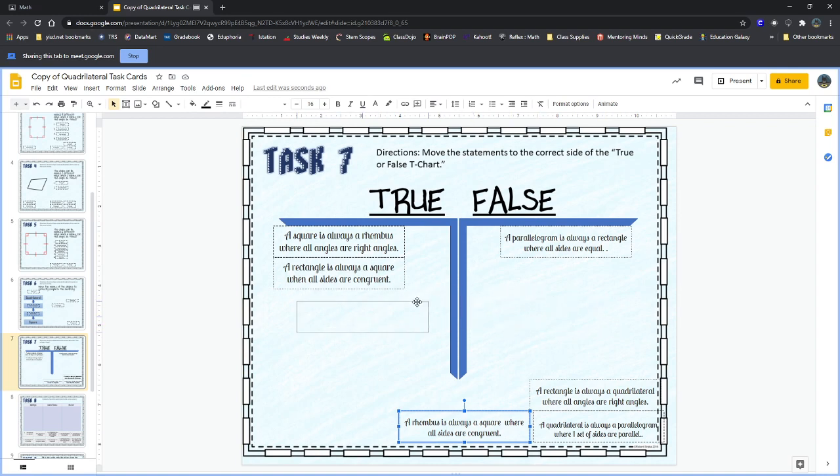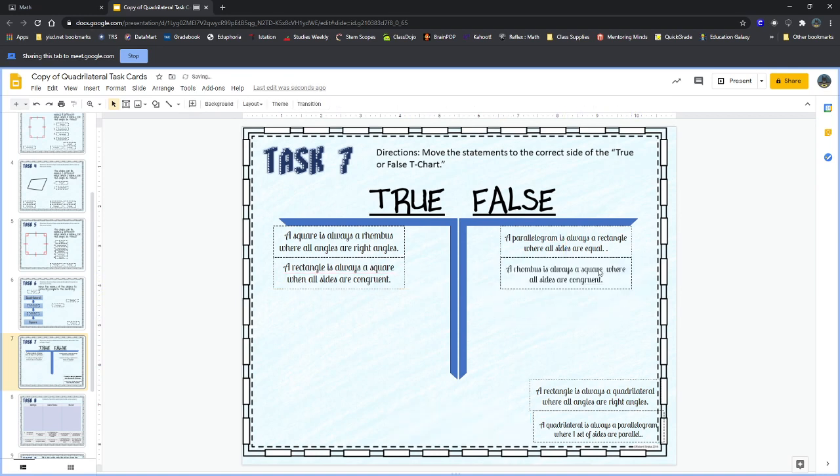Is this one going to go on true or is it going to go on false? A rhombus is always a square where all sides are congruent. Bailey, what do you think? Is this a true or a false statement? A rhombus is always a square where all sides are congruent. True. This one is false.